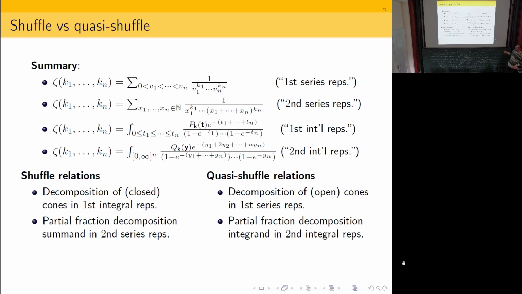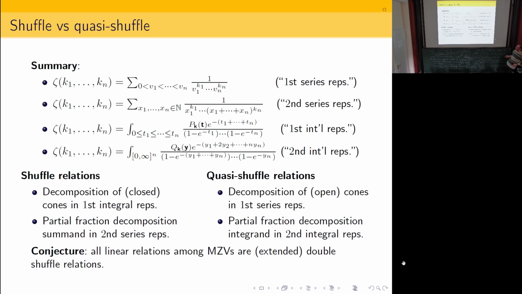And this is not very well known, but I think it was first noticed by Racinet, or maybe by somebody earlier, but I've seen it in the thesis of Racinet, that quasi-shuffle relations correspond to partial fraction decompositions in the integrand of the second integral representation. So there is this kind of duality between sum and series and shuffle and quasi-shuffle. And this completely generalizes to these more general objects that I'm going to talk about.